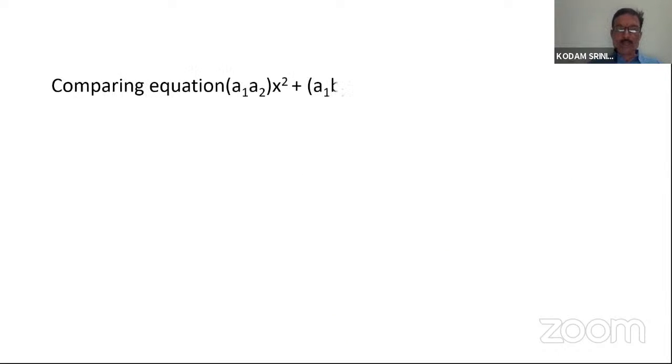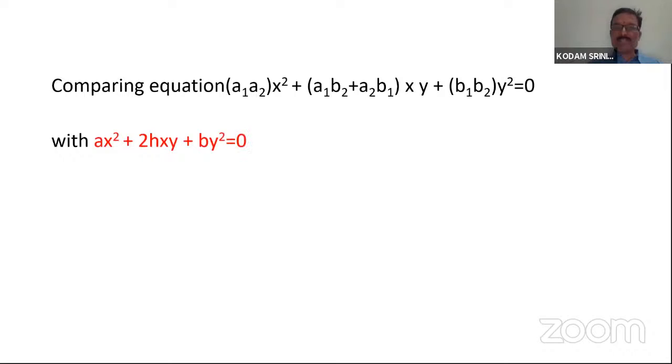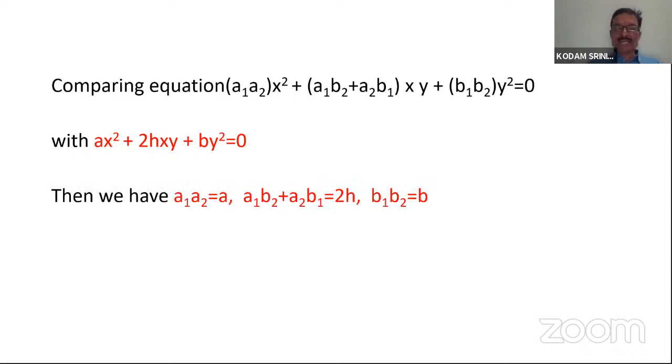Now it is also in the form of ax square plus 2hxy plus by square equal to 0. After multiplying L1 into L2, we get the equation a1 a2 x square plus a1 b2 plus a2 b1 into xy plus b1 b2 y square equal to 0. Now comparing this equation with ax square plus 2hxy plus by square equal to 0, we compare the coefficients of x square, xy and y square from both equations. That is a1 a2 equals a, a1 b2 plus a2 b1 equals 2h, and b1 b2 equals b.